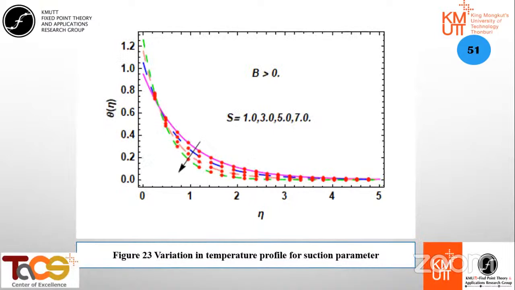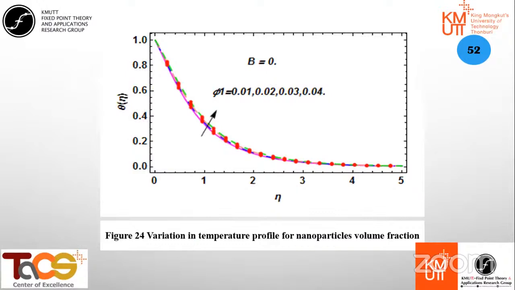Yes, this one. Now, the volume fraction parameter effect on temperature profile. When a fluid flows through a channel or pipe, it experiences a resistance due to the friction between the fluid and the surface of the channel or pipe. This friction causes a transfer of energy from the fluid to the channel, which results in a conversion of the fluid kinetic energy into heat. This heat is then dissipated into the surrounding environment, causing the temperature of the fluid to increase.